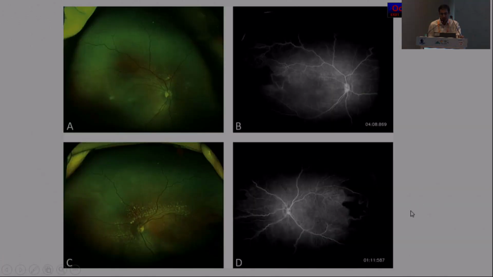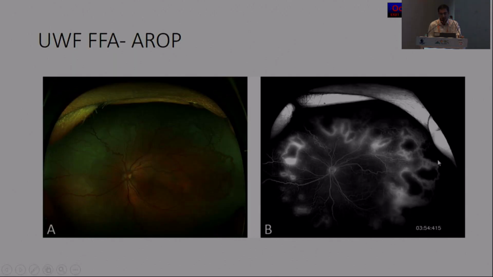So we can see the avascular areas here, we can see the aggressive ROP and various neovascularization and the ischemic non-perfusion areas in the periphery. So the point to be noted here is that FFA can give a guide for targeted laser in babies with ROP who have been given anti-VEGF.